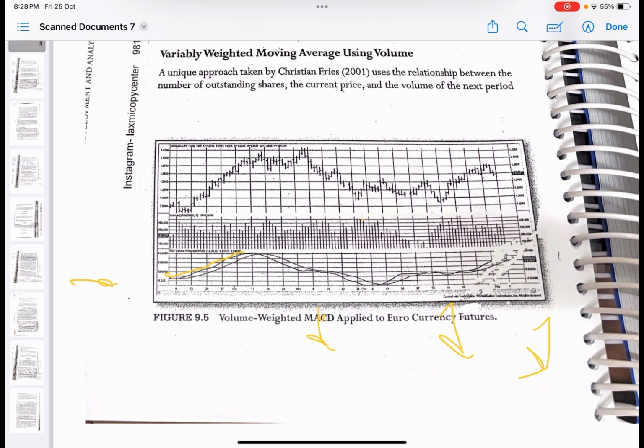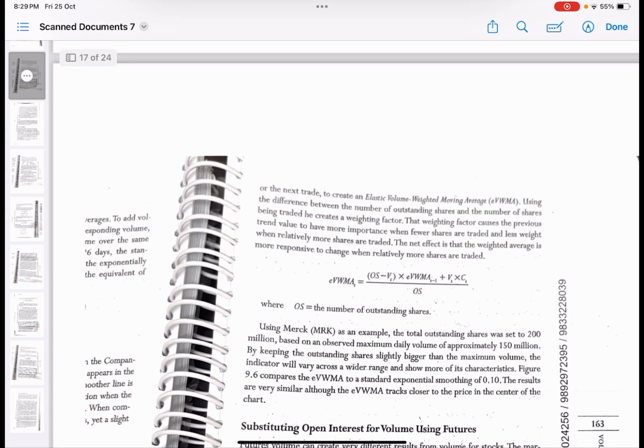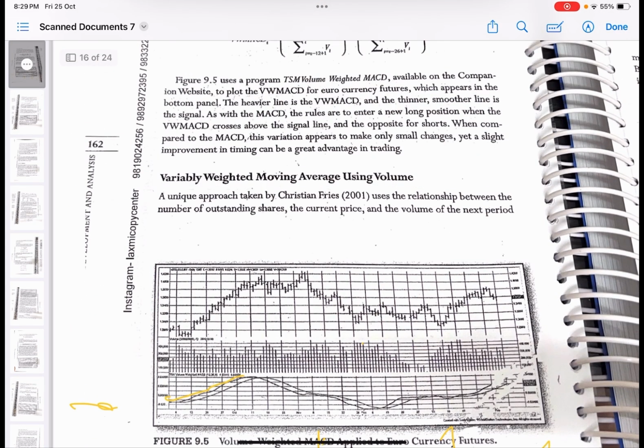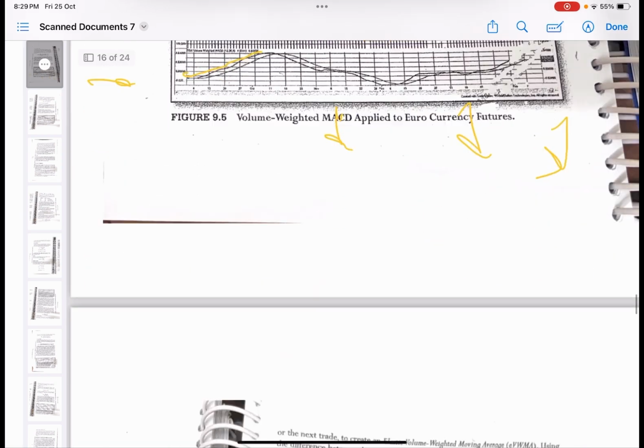Okay, and the moment you hear about Christian Fries, or the variably weighted moving average using volume, the first thing that should come to your mind is outstanding shares. This indicator is about the relationship between the number of outstanding shares, the current price, and the volume of the next trade, to create an elastic volume weighted moving average. Let's quickly revise: the number of outstanding shares, the current price, the volume of the next period.